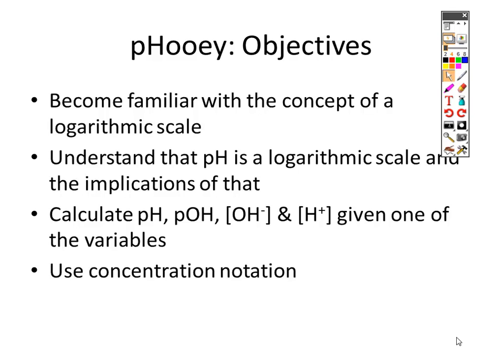Our objectives are: we are going to become familiar with logarithmic scales. We should understand that pH is a logarithmic scale and what that means. We're going to calculate pH, pOH, concentration of hydroxide ions, and concentration of hydrogen ions, given any one of those variables. And we're going to use concentration notation.